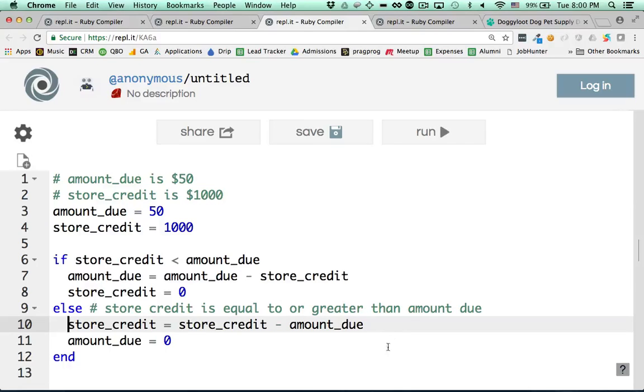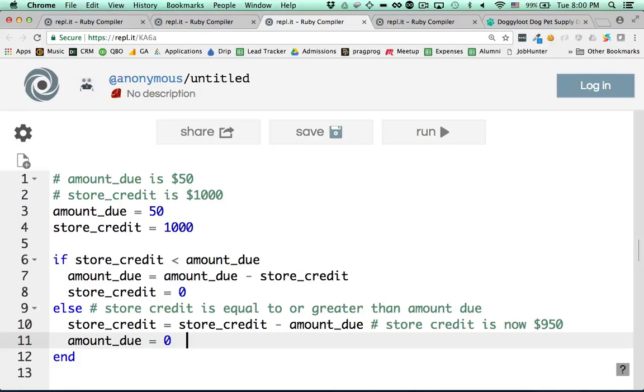So I'm spending $50 of my Doggy Loot dollars, I think they were called. So now my store credit is now what? $950. I have $950 Doggy Loot dollars. But since I paid for this whole thing in store credit, my amount due is now 0, right? At least on my credit card, right? I reduced my Doggy Loot dollars, but I don't have to pay anything on my credit card.